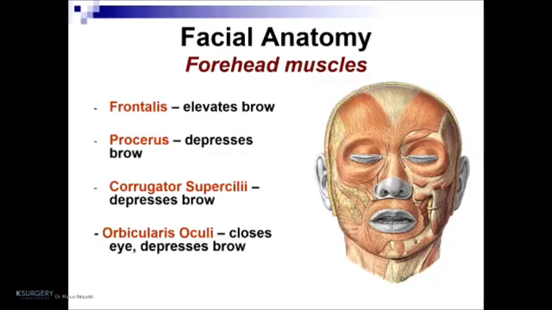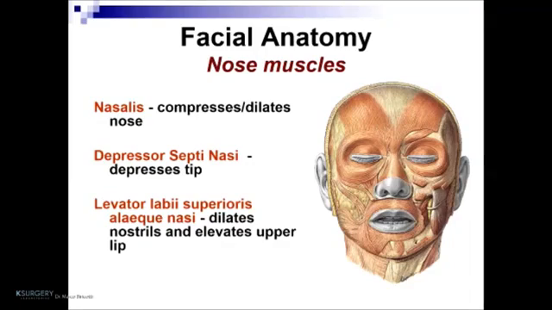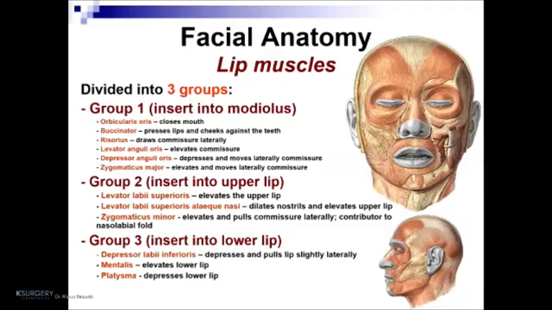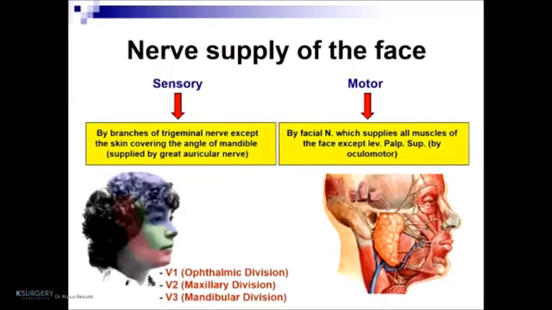The forehead muscles are the frontalis, procerus, corrugator superficially, and orbicularis oculi. The nose muscles are nasalis, depressor septi nasi, and levator labii superioris alaeque nasi. The lip muscles we can divide into three groups. The first group are the muscles that insert into the modiolus, group 2 insert into the upper lip, and group 3 insert into the lower lip.